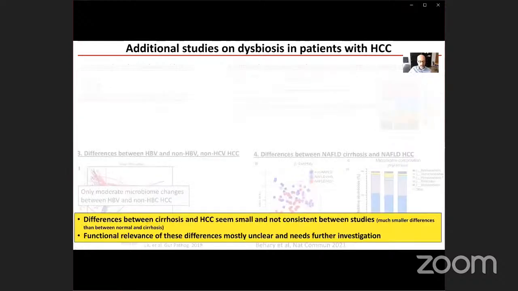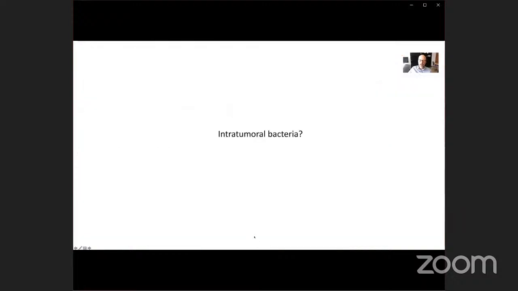So overall, the differences between HCC and cirrhosis seem small to moderate, and they're not always consistent between all the studies, and much smaller than the differences between normal and cirrhosis patients. Again, keeping in mind that cirrhosis is a precancerous condition and could affect hepatic carcinogenesis. The functional relevance of these changes in patients with HCC seems unclear, and they need further investigation in people.